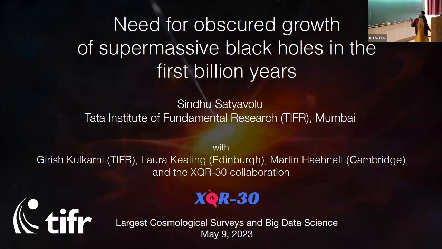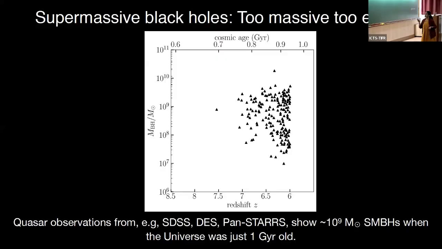But my objective here is to motivate the search for obscured quasars at high redshifts. And I'll be talking about why there's a need for obscured growth of supermassive black holes in the first billion years. Accreting supermassive black holes are visible to us as quasars. More than 200 quasars have been detected at redshifts of about 6. The interesting part is that most of these supermassive black holes are already as massive as 10 to the power 9 solar masses when the universe was less than a gigayear old.